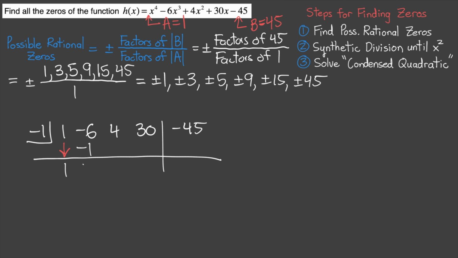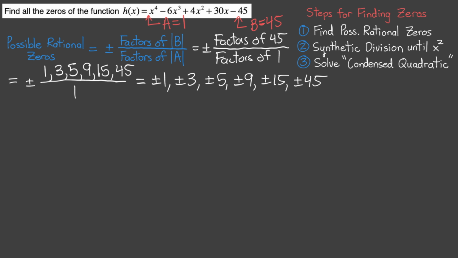Multiply 1 times negative 1. Add. Multiply. Add. Negative 1 times 11 is negative 11. Add, we get 19. And then 19 times negative 1 is negative 19, which is going to be negative 64. So that doesn't work either, because remember, if this is a 0, this number here, then you'd get a 0 as the remainder. All right, so negative 1 doesn't work.